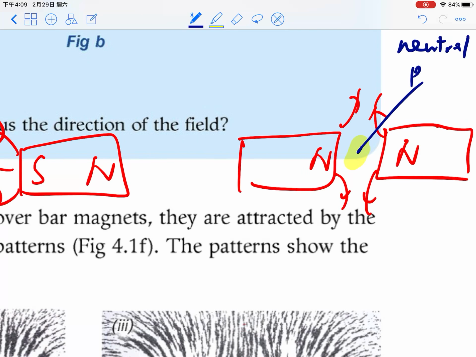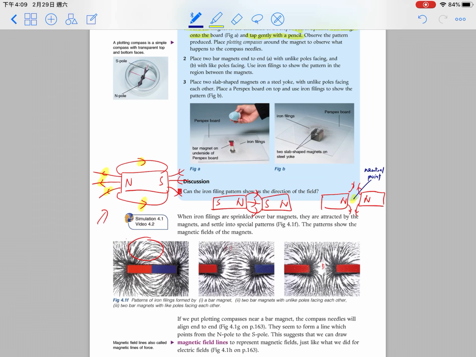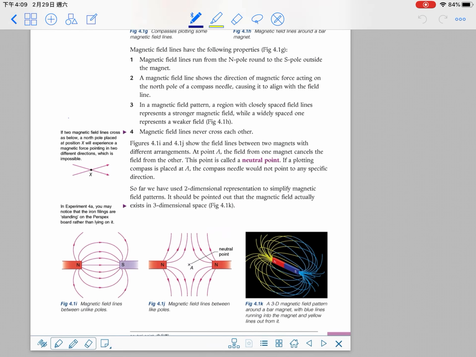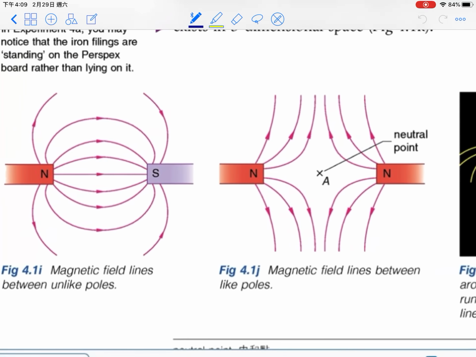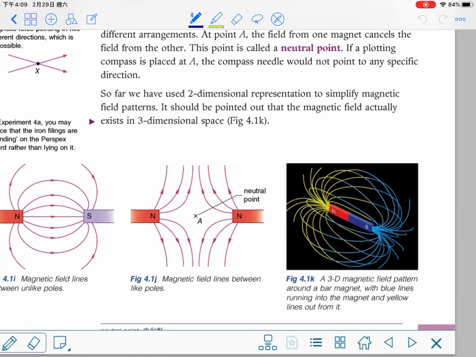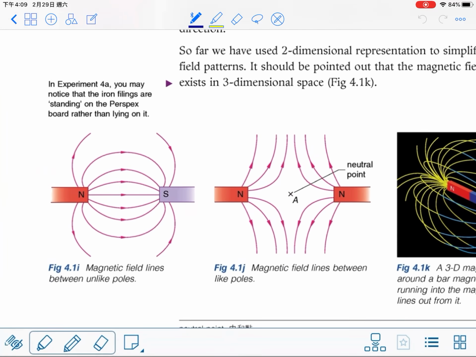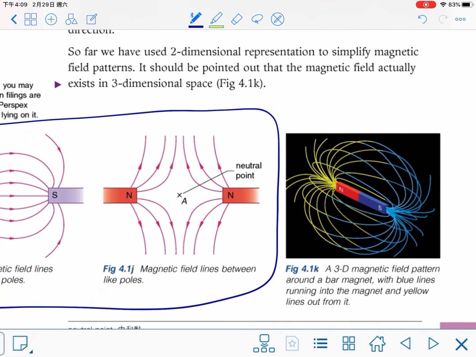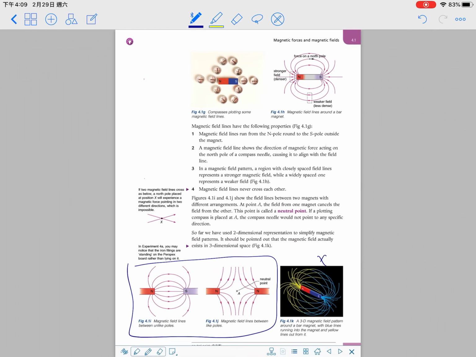Neutral point. So this is our drawing of the magnetic field. You should know how to draw this. We can find this in examination. 3D is not necessary.